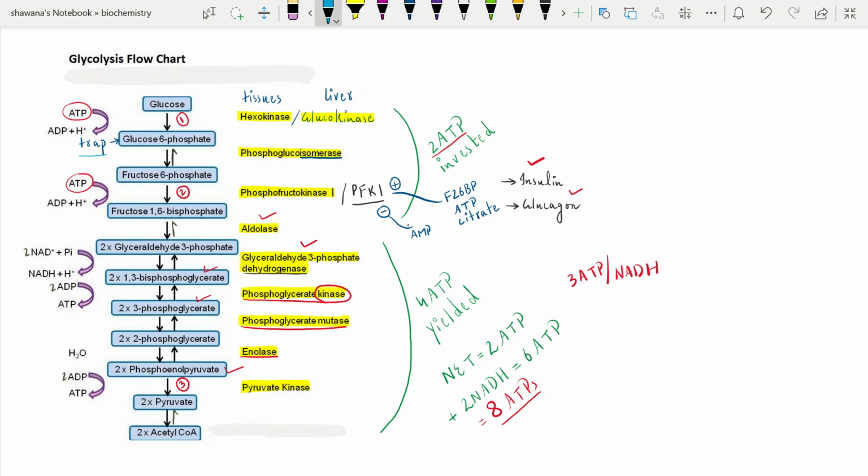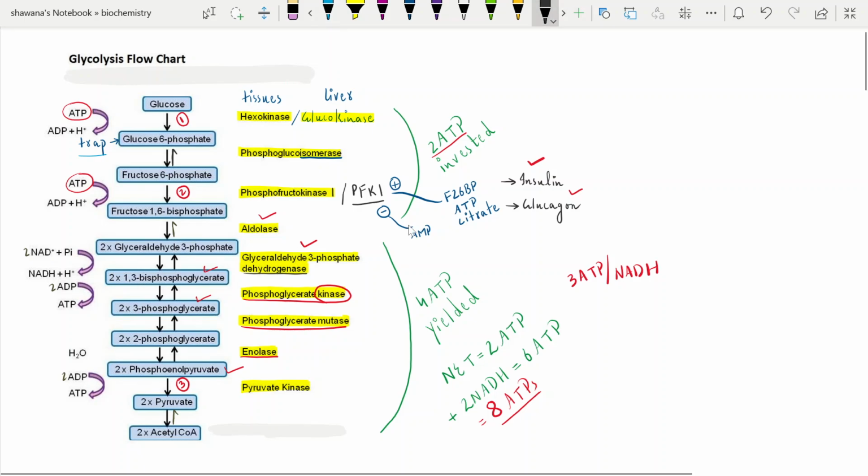Glucose 6-phosphate is reversibly converted to fructose 6-phosphate by an isomerase enzyme because these both structures are biologically the same. Fructose 6-phosphate is then converted to fructose 1,6-bisphosphate. It's the second irreversible step of glycolysis. Here the second ATP is invested. This step occurs using the enzyme phosphofructokinase 1, or PFK1.